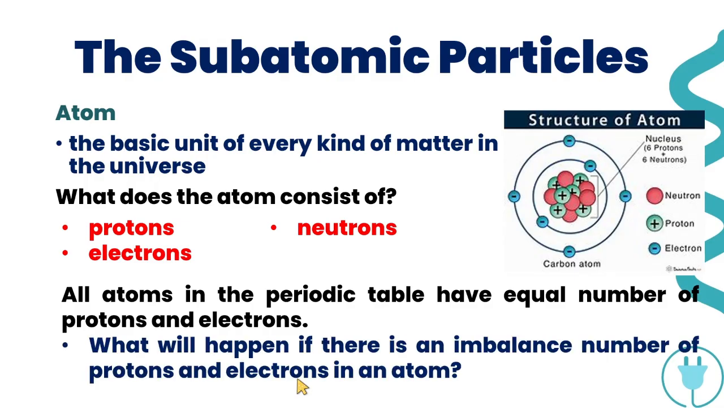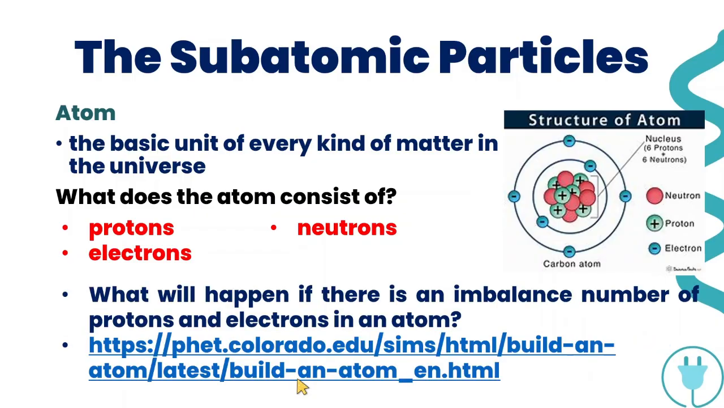So what will happen if there is an imbalanced number of protons and electrons in an atom? Let's see how this happens using a simulation. I would like you to go to this site, and I want you to manipulate the number of protons, neutrons, and electrons of each atom that you can see in the Build an Atom model in the PhET Colorado Sims.